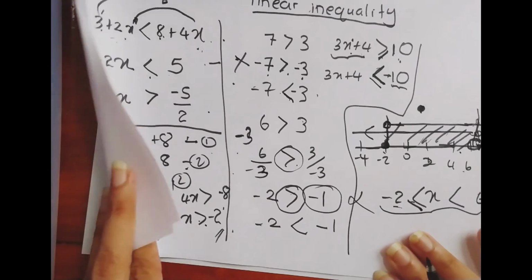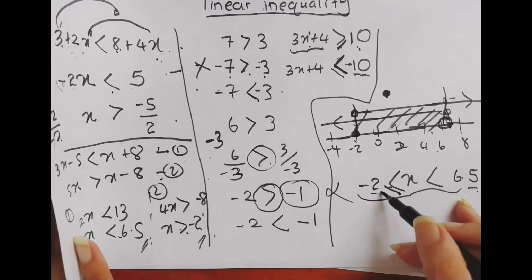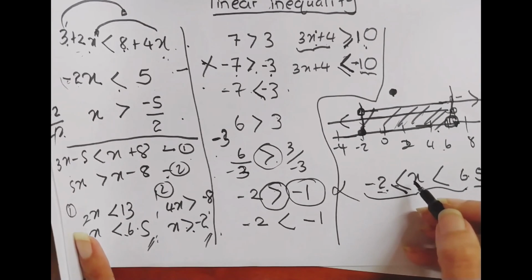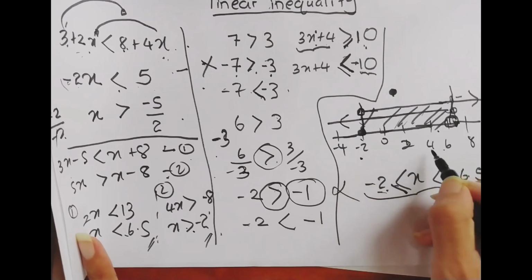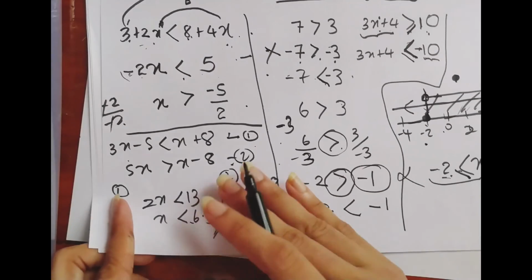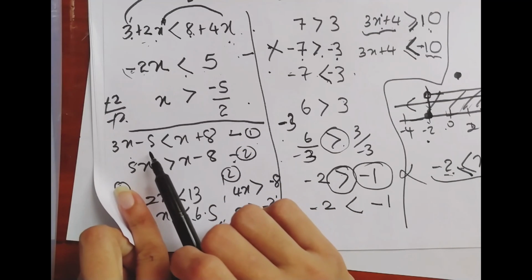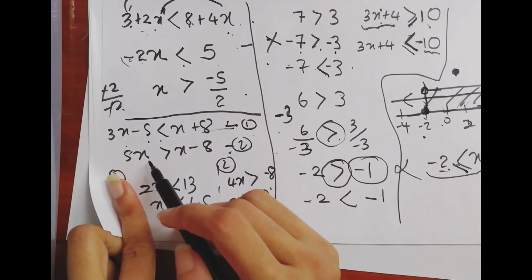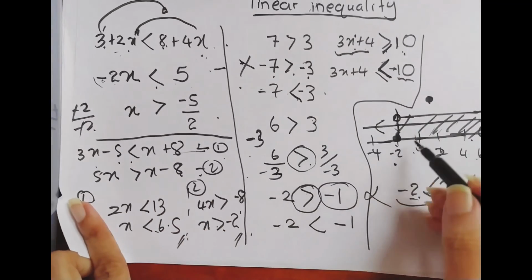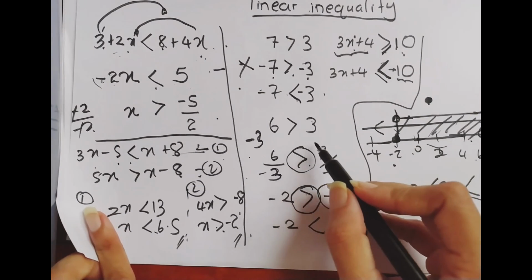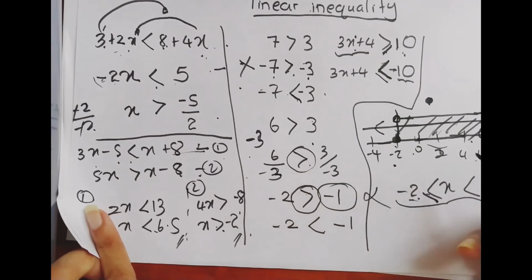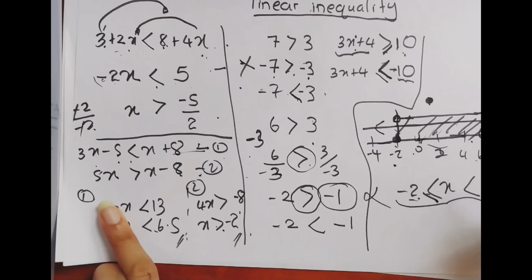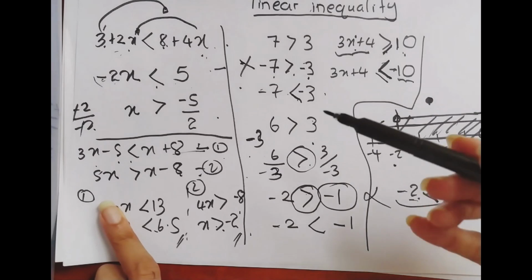So if you are not sure of the answer, you can apply any value between minus 2 and 6.5. You can see 0 is easier here, right? Because between minus 2 and 6.5, 0 is included. So if I substitute 0 here, this will be minus 5 less than 8. Yes, it is true. And if this is 0, then 0 is greater than minus 8. Yes, because minus 8 will be, if you extend this line graph, somewhere here. So definitely 0 is greater than minus 8. In that way you can back check whether they are correct.